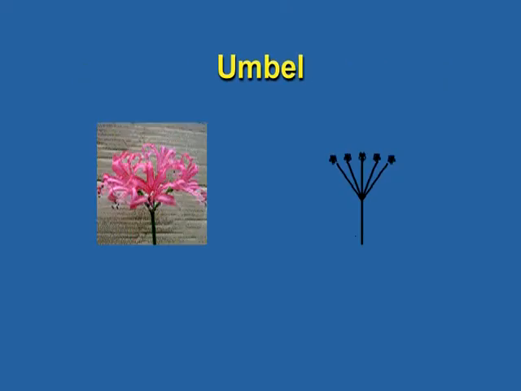Now we see it in the diagram. This is the diagram of the umbel in which all the flowers of the same height with the stalk of the same height are produced from the same point. They are originated from the same point.